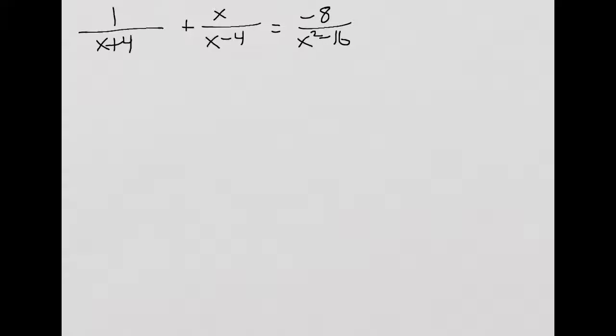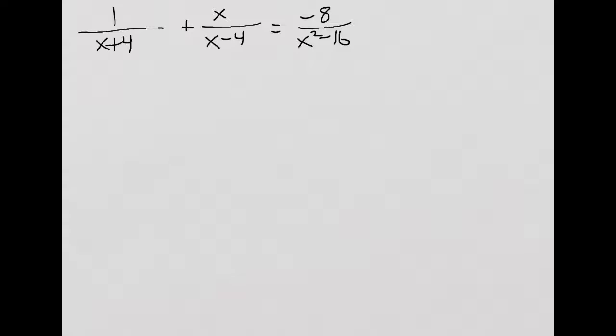Right, here we want to solve this rational equation. We have 1 over x plus 4 plus x over x minus 4, and all of that equal to negative 8 over x squared minus 16. This is called a rational equation because we have fractions, and also we have x terms in the denominator. So the first thing is, how are we going to take care of these denominators?